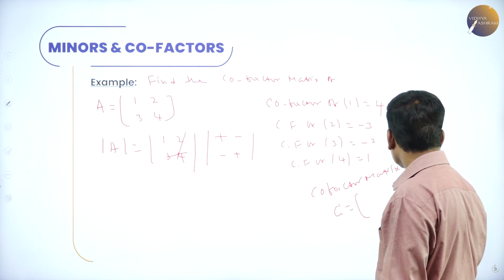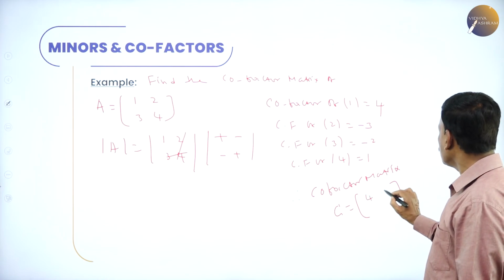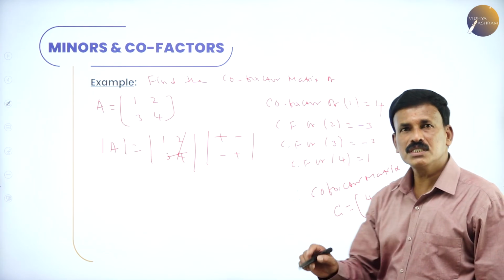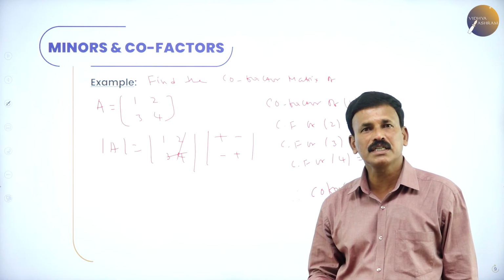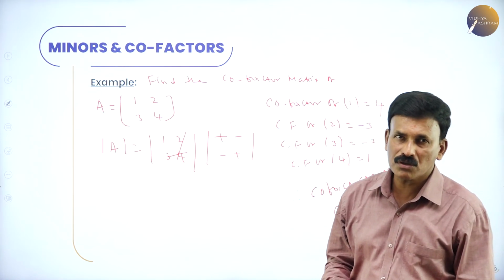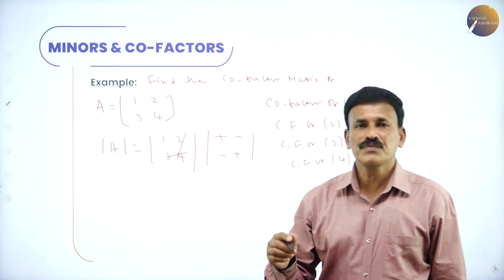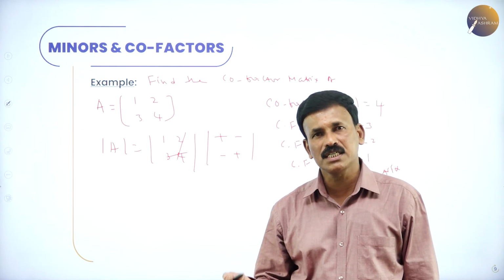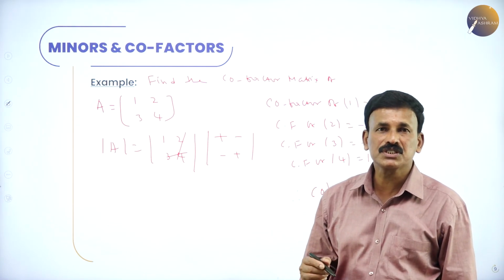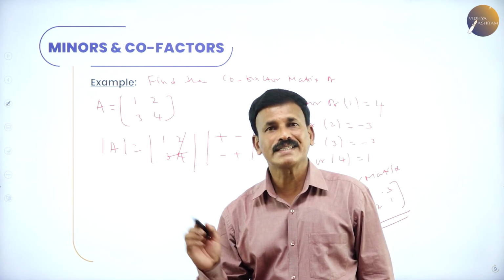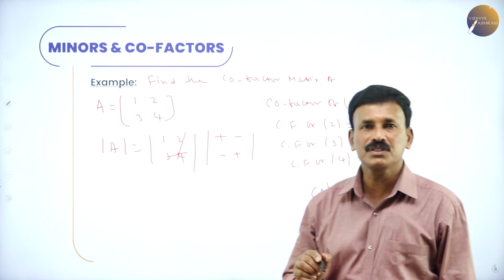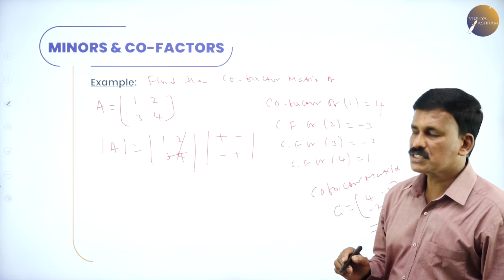denoted as C is equal to, write on, first row it is 4, minus 3, minus 2, and 1. This is the cofactor matrix. So if we transpose this, you will get adjoint of this. If you multiply by the determinant, you will get the inverse. So once you know the cofactor matrix, you can solve the problems on adjoint. Again, if you know the adjoint, you can solve the problems on inverse, A inverse. If you know the inverse, you can solve the problems of simultaneous equations, solutions of simultaneous equations using matrix method. So therefore, this is a very, very important concept. Definitely you can expect a question from this: adjoint, inverse and the solution of a system of linear equations.